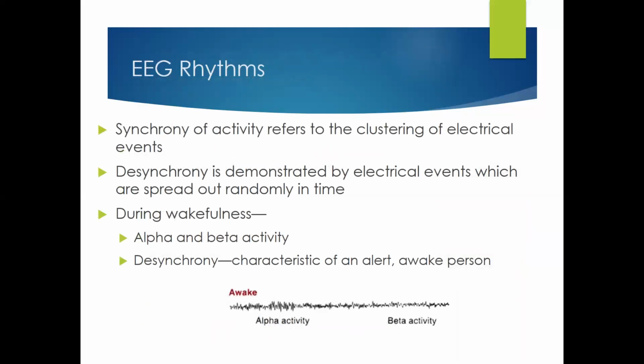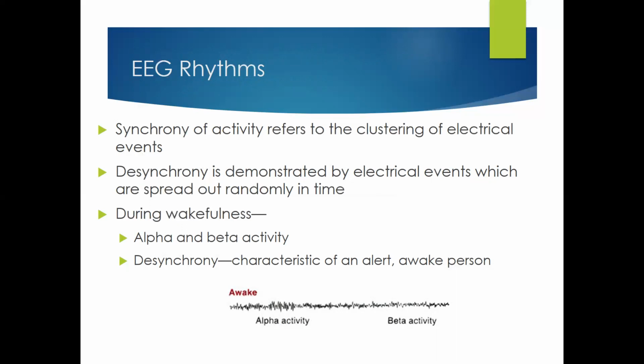So when we look at the kinds and types of sleep, what's really important is to look at the brain waves. An EEG can measure brain waves and tell us if the activity in the brain, with each of these little electrodes taking a measuring point, is synchronous, meaning there is a clustering of electrical events, working together, or desynchronous. If they're spread out randomly in time, that tells us there's a lot of activity going on throughout the brain.